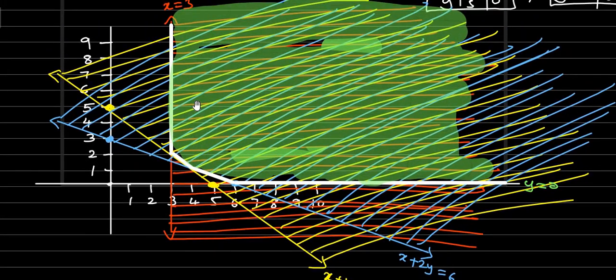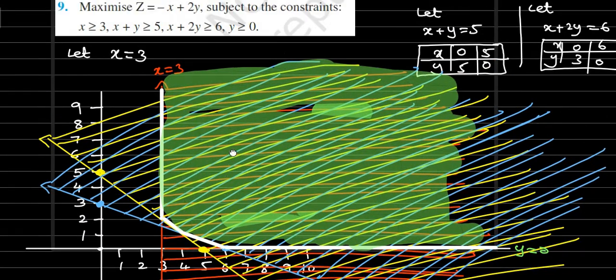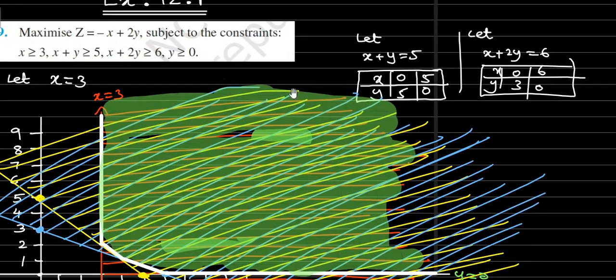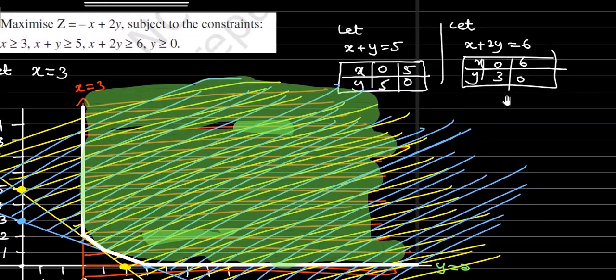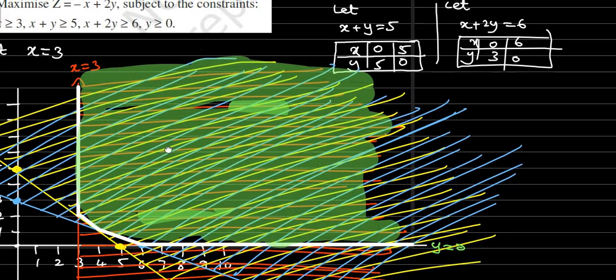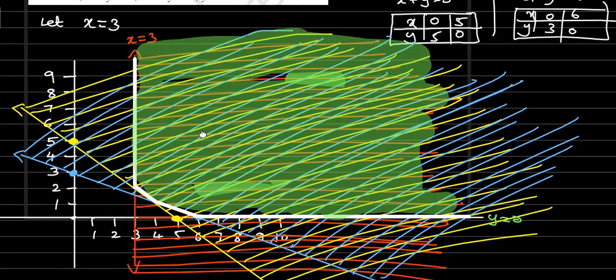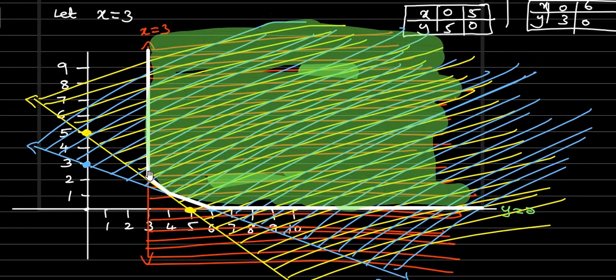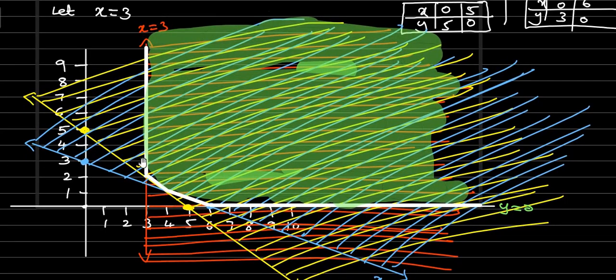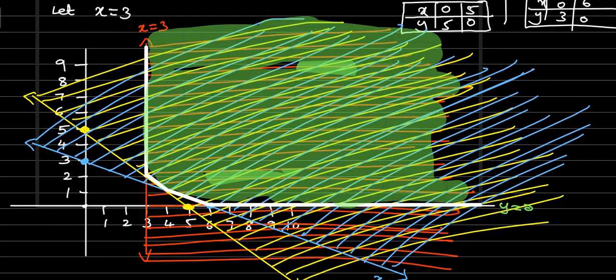First we have to identify the corner points. Wherever two lines meet in the feasible region, totally how many equations do we have? x equal to 3, x plus y equal to 5, x plus 2y equal to 6, and the other one y equal to 0. So in the feasible region, wherever two lines meet, those will be the corner points. You can see here the yellow line and the x equal to 3 line are meeting, right? So this will be one of the corner points. Just see, 3 and 2. So 3 comma 2 is one corner point.